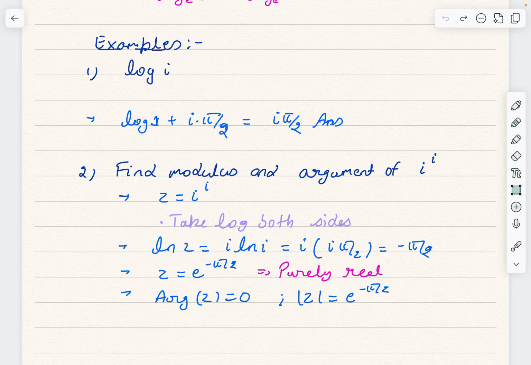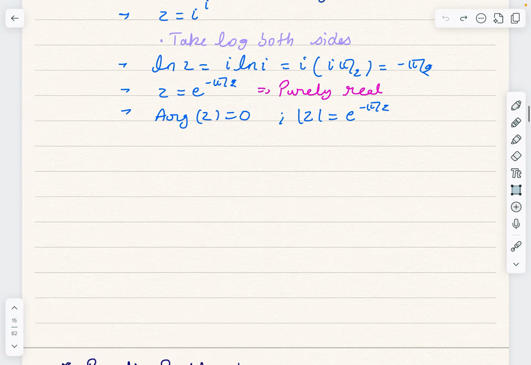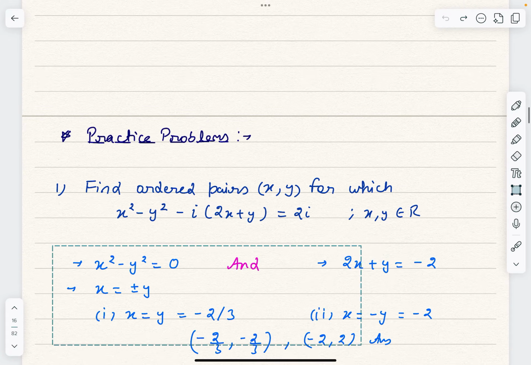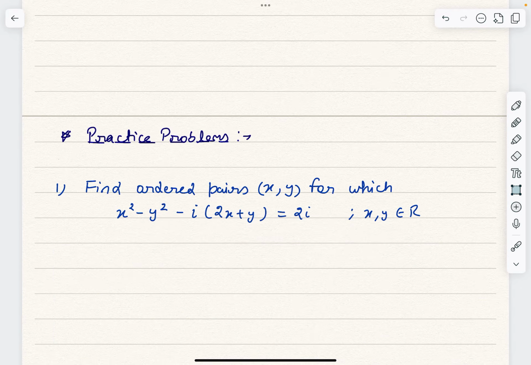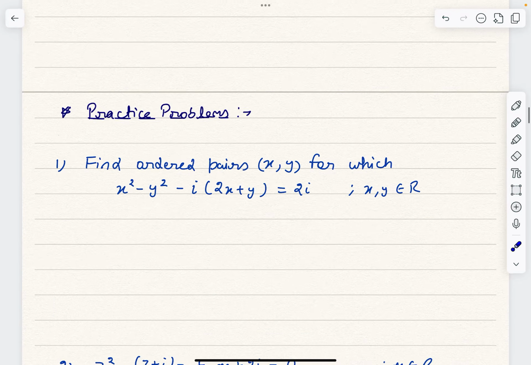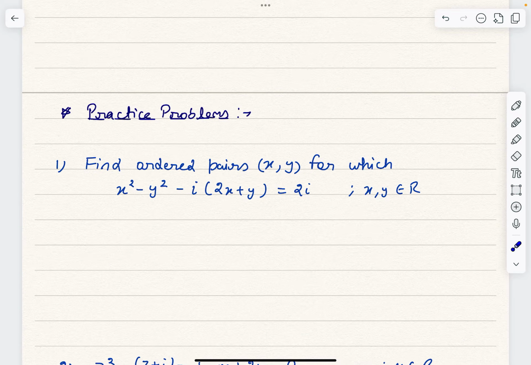Okay guys, now moving on to the set of problems. All of you will give them a try and then we'll match the answer and discuss the solution. So first one is: find ordered pairs (x, y) for which x square minus y square minus iota times (2x plus y) is equal to 2 iota. x and y are real numbers. You can pause and give it a try.